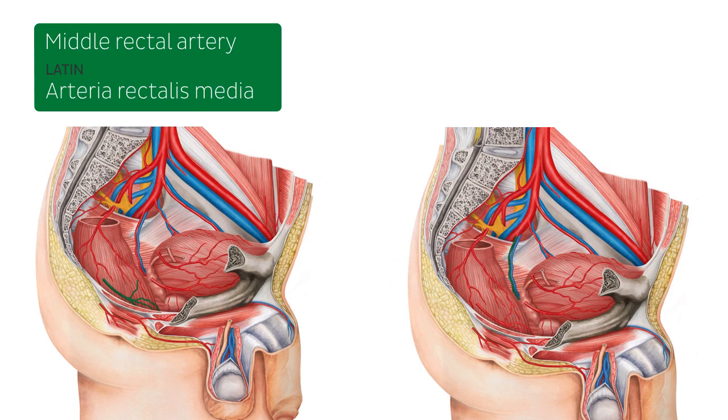This artery crosses the pelvic floor on its way to the rectum, then supplies oxygenated blood to the rectal muscles. But it also gives off branches to the lower part of the prostate and the seminal vesicles. These arteries form anastomosis with the inferior vesical artery, the superior rectal artery, and the inferior rectal artery.